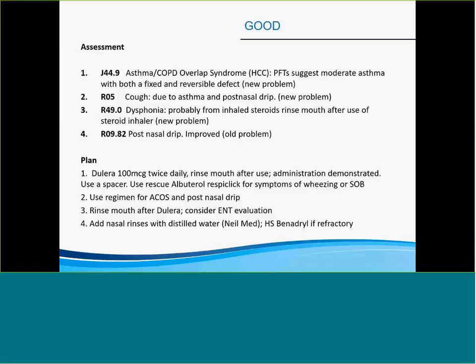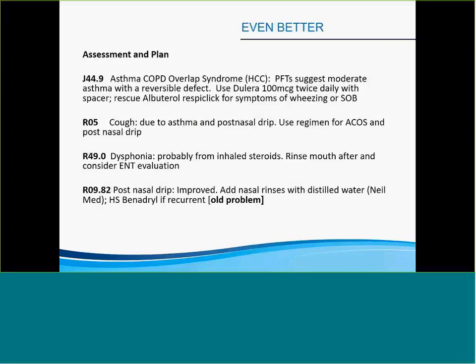Problem number 2 that's new is cough. He gives his logic, due to asthma and postnasal drip, and the plan is to use the regimen for ACOS. This is another new problem, presumably from inhaled steroids. And the plan is to rinse your mouth after Dulera, consider ENT evaluation, and final problem, postnasal drip. He gives a status of improved and says add nasal rinses. The problem is sometimes the numbers on the top and the bottom don't line up. An auditor who really doesn't have our best interest at heart might not see this, might not make the connection.